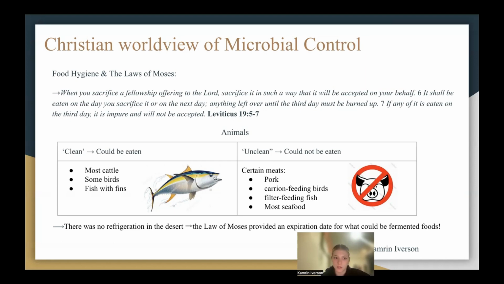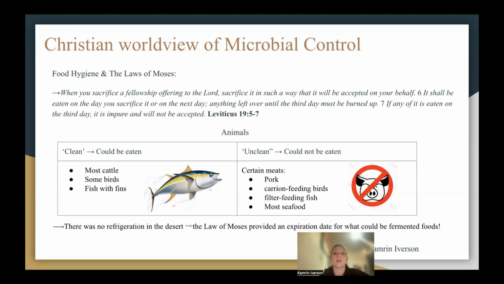Leviticus 19:5-7. The laws of Moses also abide by rules that would have improved food hygiene by separating animals into a clean and an unclean category. The animals that were considered clean were allowed to be eaten. They consisted mostly of cattle, some birds, and fish with fins. The other category would be animals that were considered unclean and therefore were not allowed to be eaten.